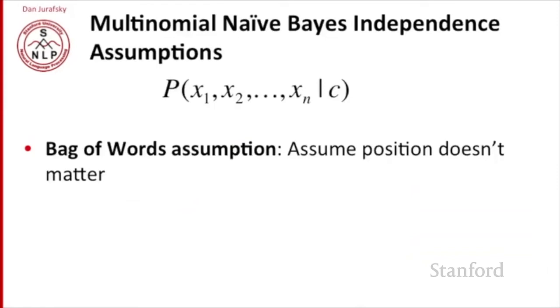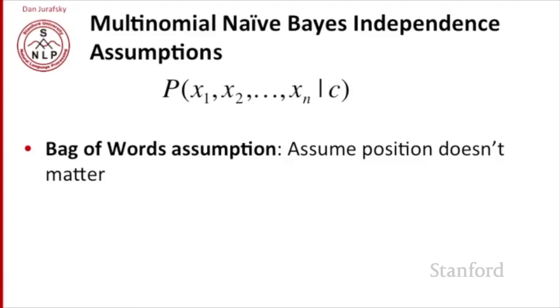The first simplifying assumption we're going to make is called the bag of words assumption. We're going to assume that the position in the document doesn't matter. This is what I gave you the intuition of a few slides ago. The position of the word in the document, whether it's the first word or the 7th word or the 150th word, isn't going to matter. All we care about is which word or which feature occurs.